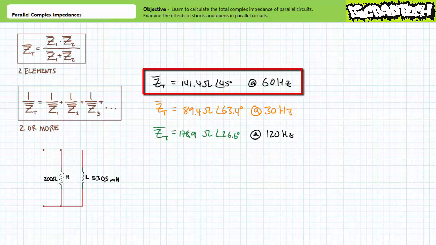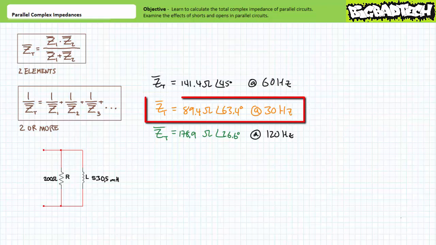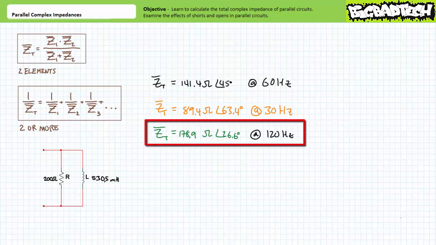Recall when the resistor and inductor had equal magnitudes at 60 Hz, the total impedance of the parallel relationship appeared to be an equal mix of the two. If, however, the inductor is smaller at 30 Hz, the total impedance of the parallel relationship appears to be favoring the inductive end of the spectrum. Finally, if the resistor is smaller at 120 Hz, the total impedance of the parallel relationship appeared to be favoring the resistive end of the spectrum.